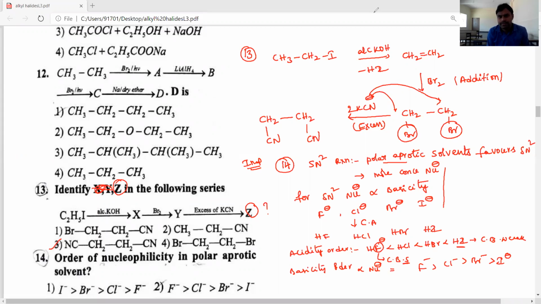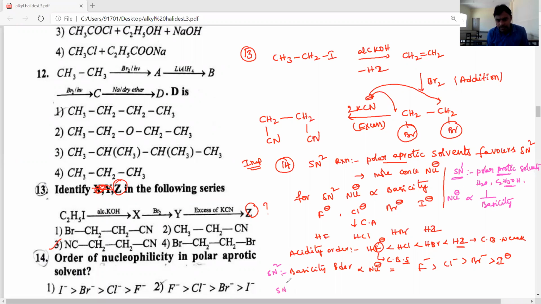Now let's see one more important thing. For SN1 reactions, polar protic solvents are required. Polar protic solvents means like water, ethyl alcohol. These are the polar protic solvents. So in polar protic solvents, nucleophilicity is inversely proportional to basicity. That is the difference from SN2 reactions.